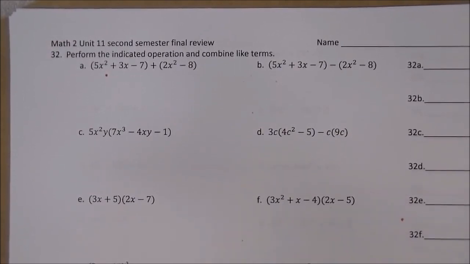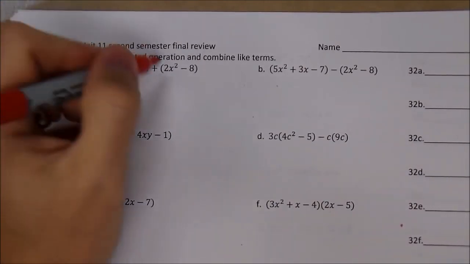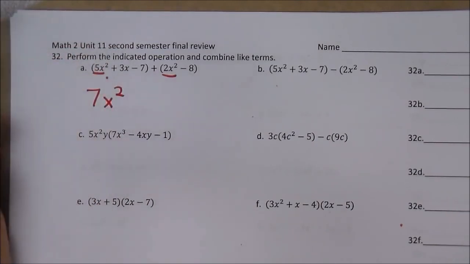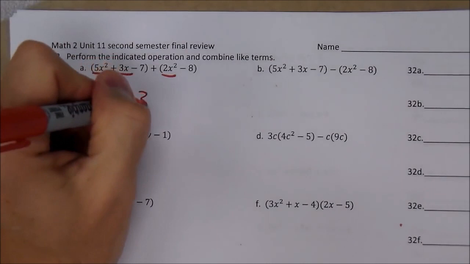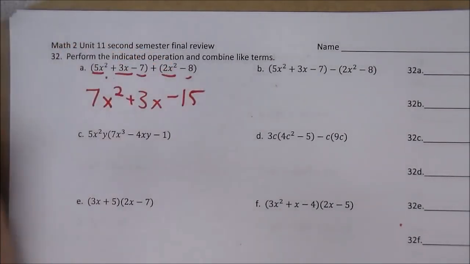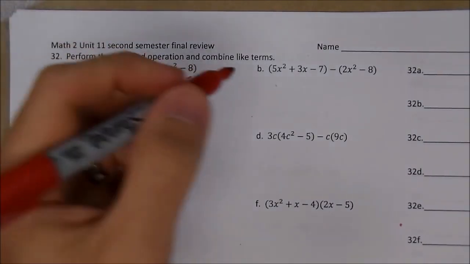We are now on to Unit 11 for the second semester final review. So for 32a, we're looking at combining like terms. I have 5x squared and 2x squared. Those will combine to be a 7x squared. I have a 3x, which is just the lone 3x. And then negative 7 and negative 8 combine to be negative 15. They're all separate, unlike terms. Can't combine any further, so I'm done.